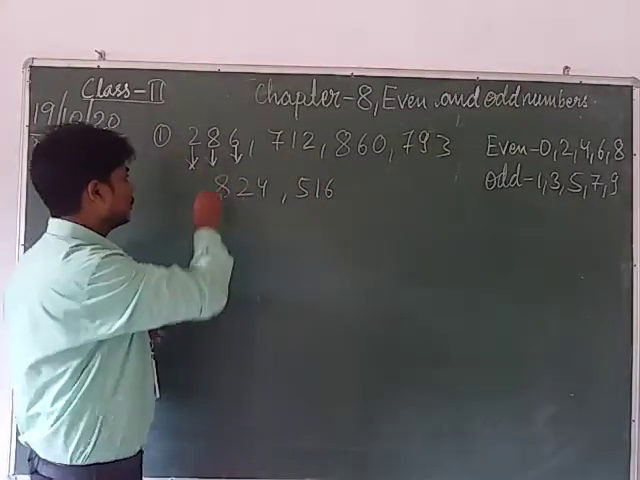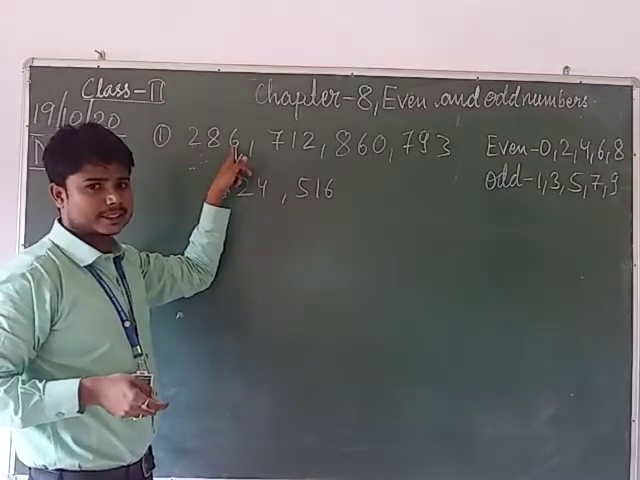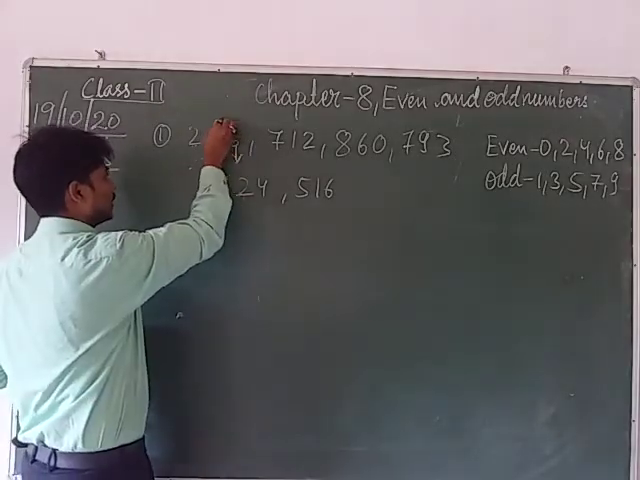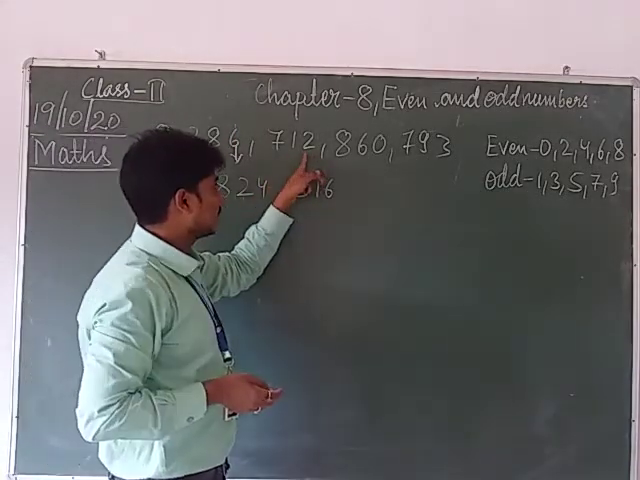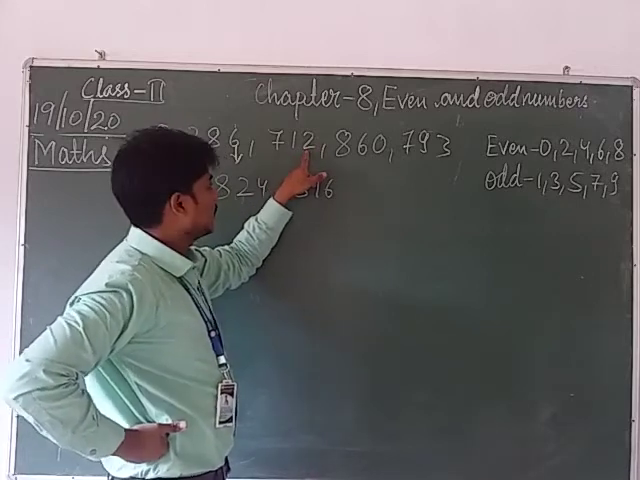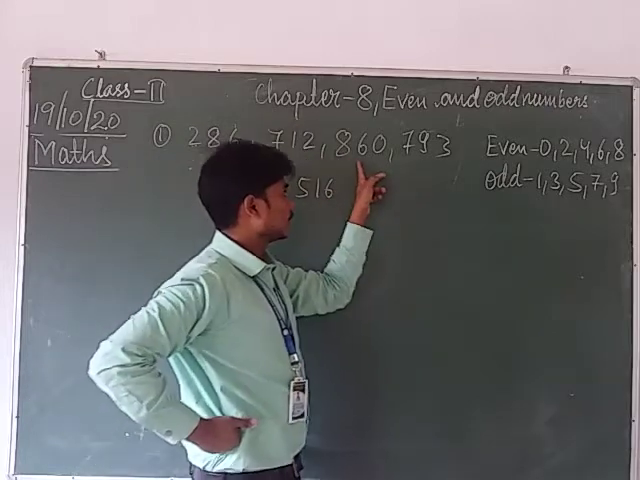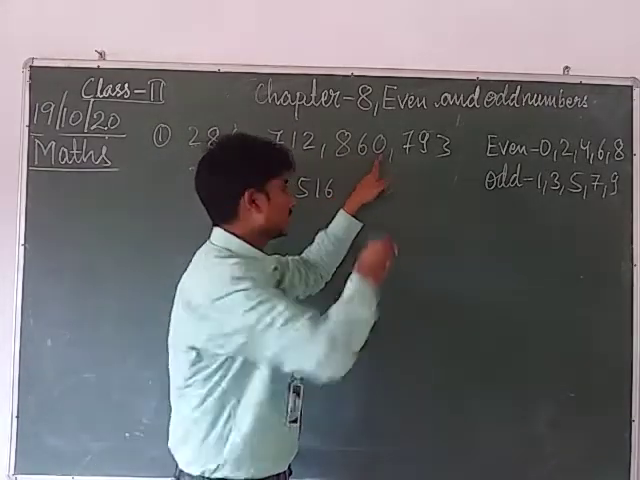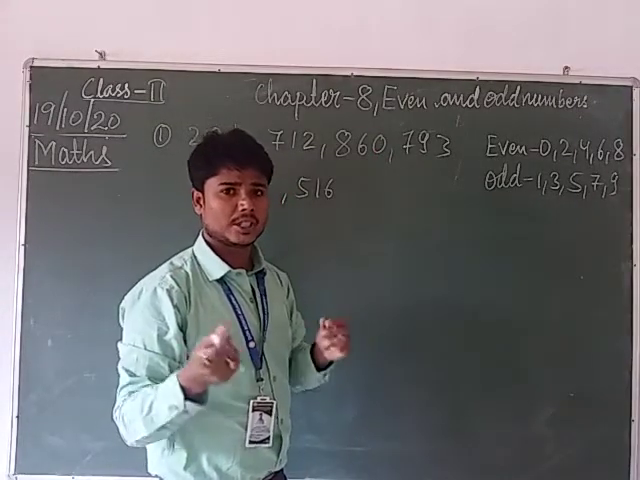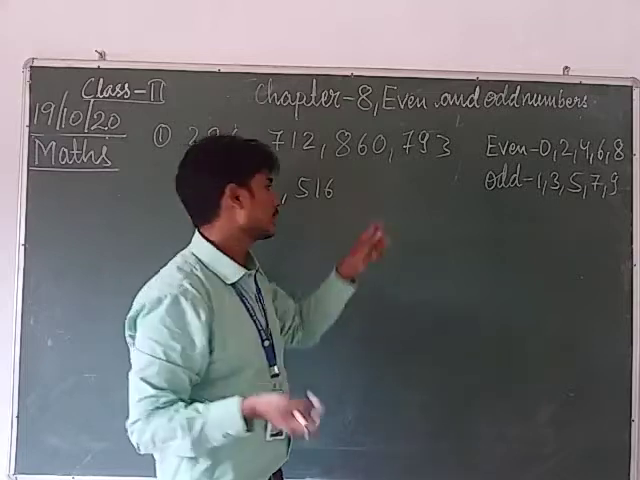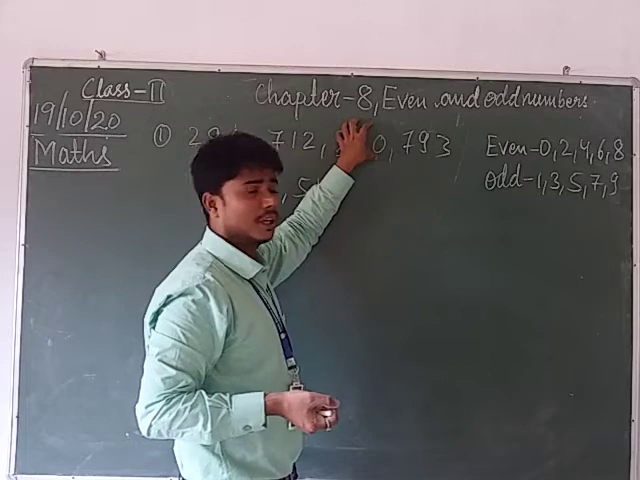Now see question number 1. First number. The number in the unit place is what? 6. So this is an even number. Now again see the second number. The number in the unit place is what? 2. So this is also an even number. Now see the third number. The number in the unit place. This is called unit place, or you can say ones place. Unit place is also called ones place. The number in the unit place is 0. So this is also called an even number.